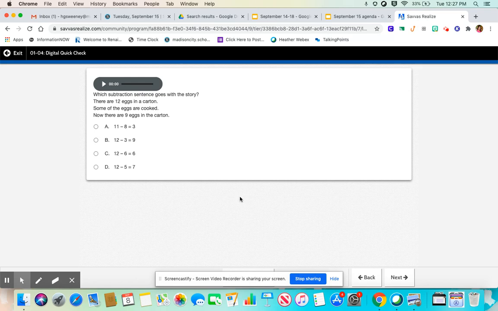Okay, you should have selected B. There's 12 eggs minus the 3 that were taken out equals the 9 left, which it says there are 9 eggs in the carton. So that matches here. The 12 eggs to start with and the 9 eggs left.